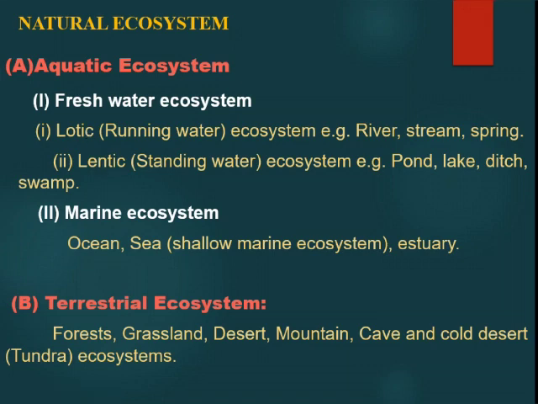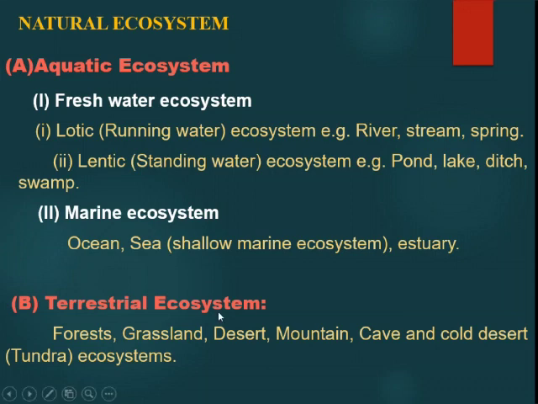Lotic ecosystem, yani ki aisa ecosystem jisme jo pani ho wo behta rahe. It means running water ecosystem, that is river, stream, etc. While lentic ecosystem is a standing water ecosystem, like pond, lake, etc. Marine water ecosystem wo jaltantra hai jisme samudri jal hoga, like ocean, sea, estuary, etc.